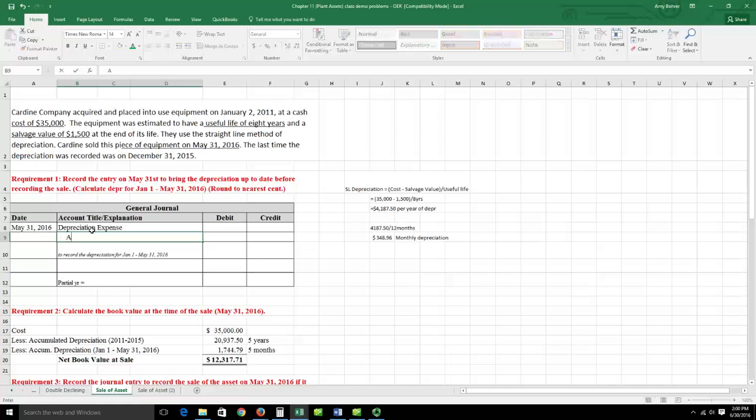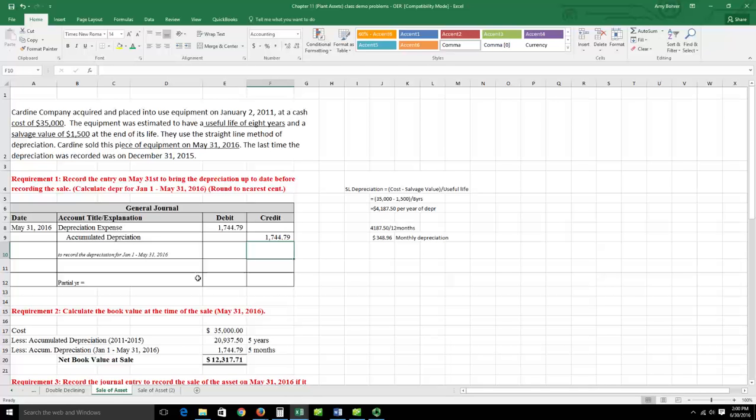Anytime you're reporting depreciation, you're always going to be debiting depreciation expense and crediting accumulated depreciation. The debit to depreciation expense and the credit to accumulated depreciation for the year of 2015 would have been done December 31st, 2015. Now what I'm doing is recording the monthly depreciation for these additional 5 months that I owned it, so $1,744.79. You don't have to do this in your head. I'm just going through the calculations for you, because you may have to do it on a quiz or a test.